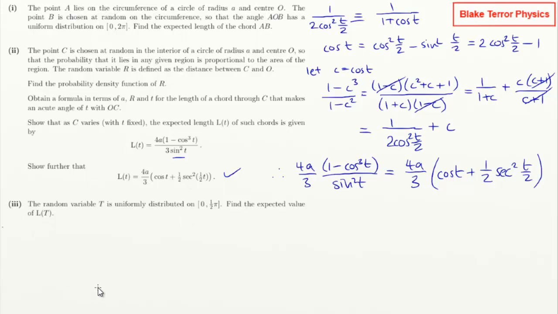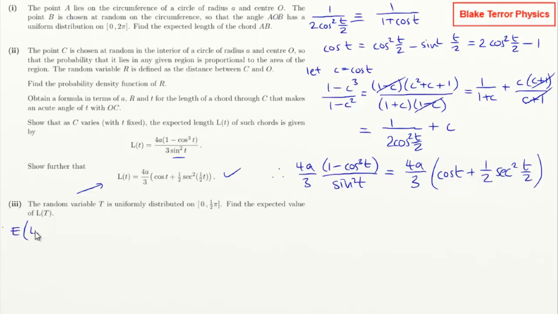Part 3. Random variable t uniformly distributed 0 to pi over 2. Find the expected value. We're on the expected values again of L(t). Right, okay, well, we've got what L(t) is. Clearly they must have got us to put it in this format for a reason. I'd be surprised if not.